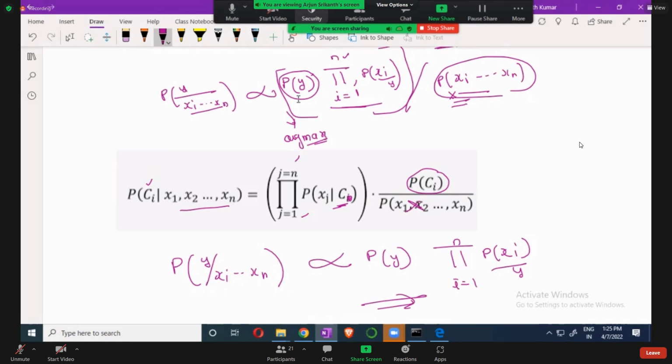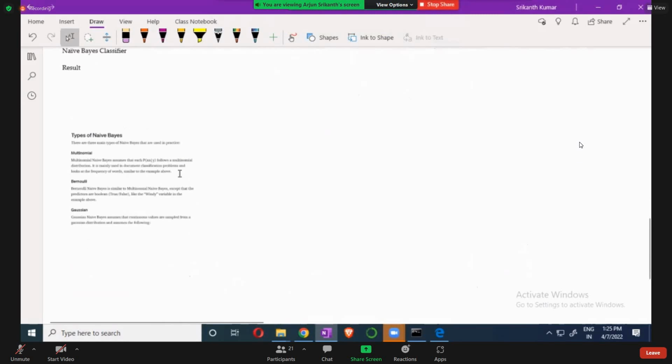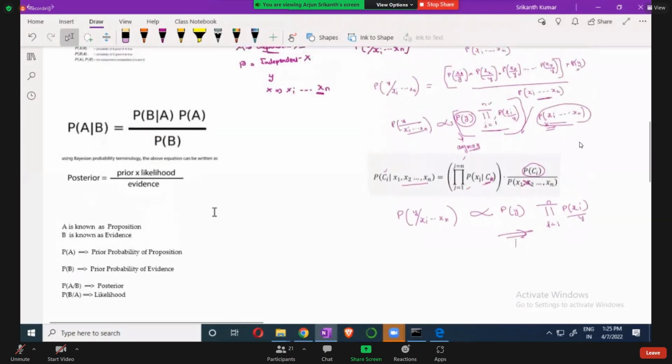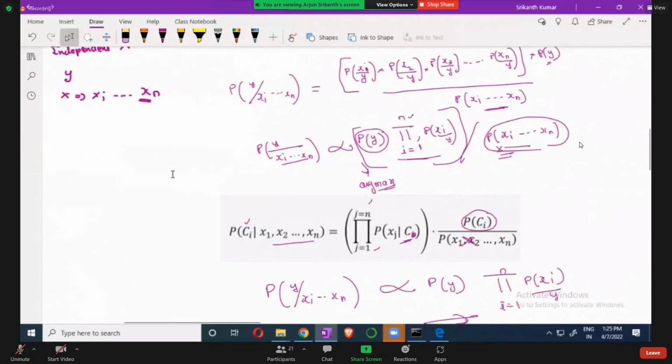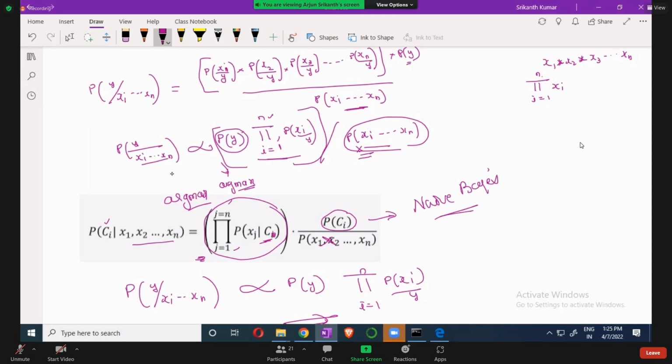Now this can be further used to get the argmax. From this, if you want to get the best, maximum value, we use a function called argmax. So this can be applied with the argmax over here. Now usually this is the Naive Bayes algorithm with independent variable X and dependent variable Y.